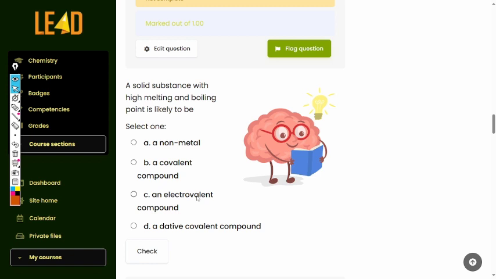So that's a very unique property of ionic compounds or electrovalent compounds, because the bond between the atoms in an electrovalent compound is an electrostatic force of attraction between the positive and negative ions that are formed. So that's a very strong bond.